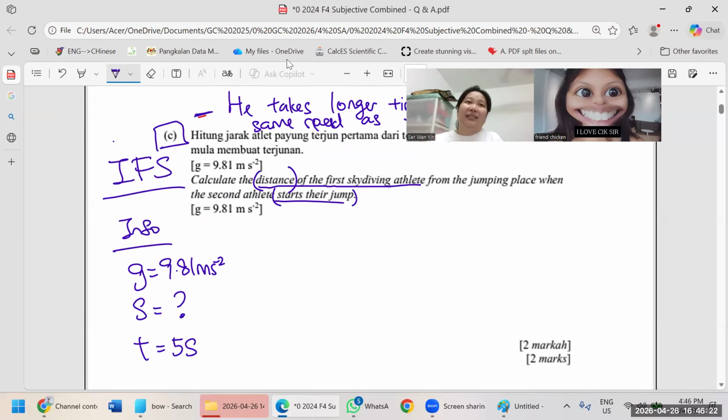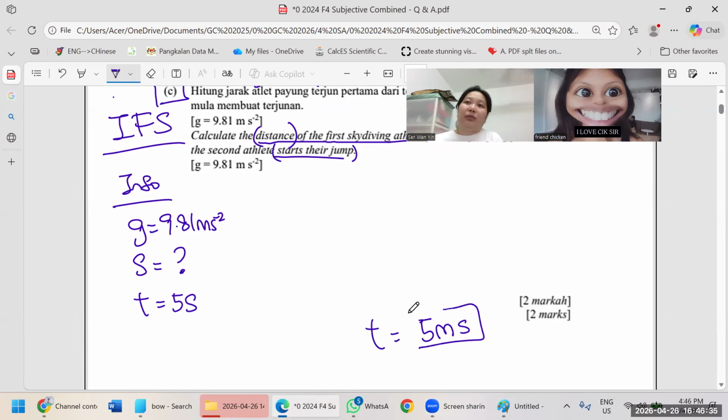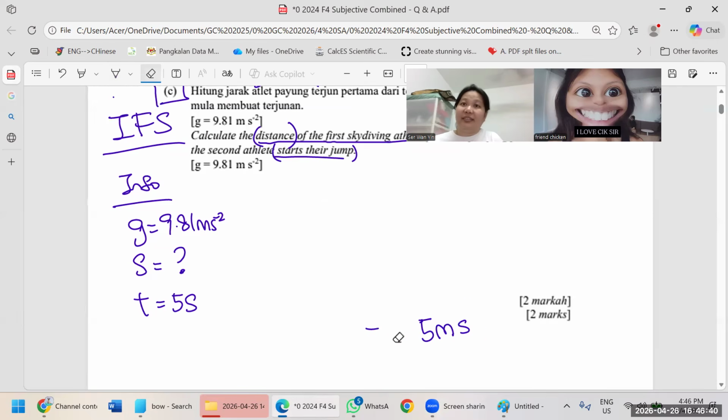You know why? I just recall impulsive force. The time is 5 milliseconds. Many people think, oh, it's 5 meters per second. No.